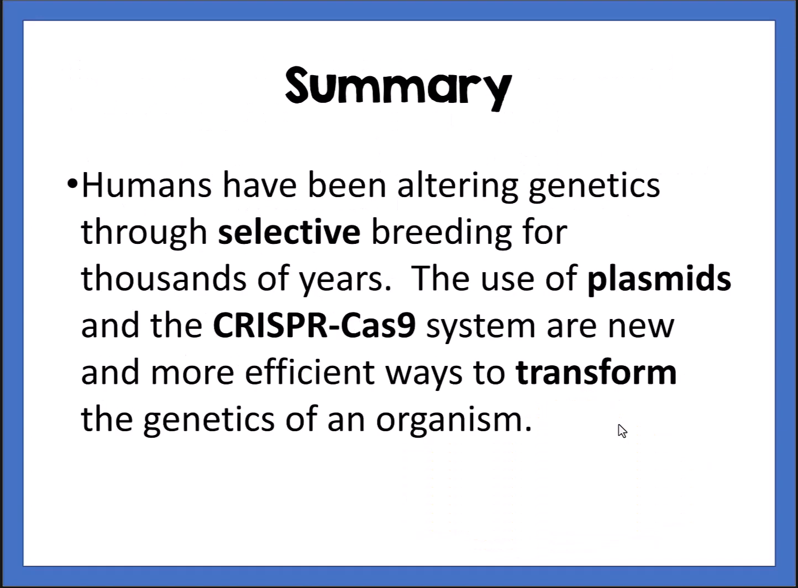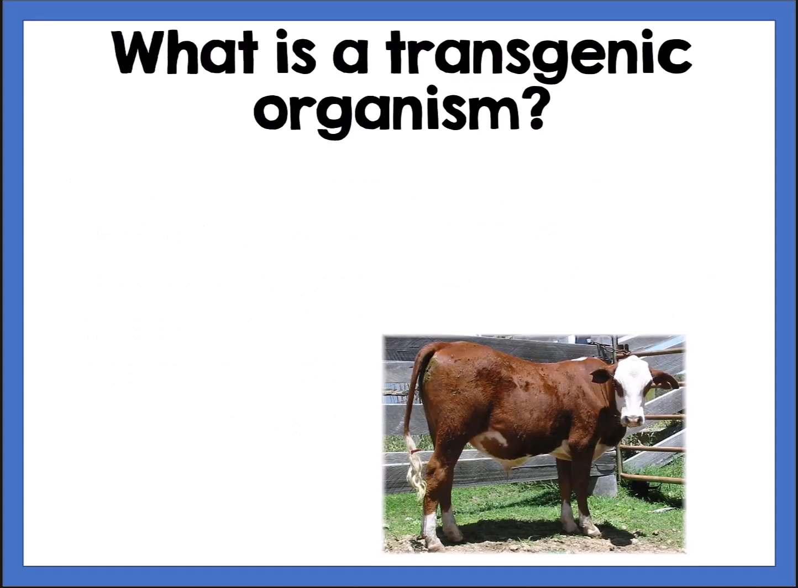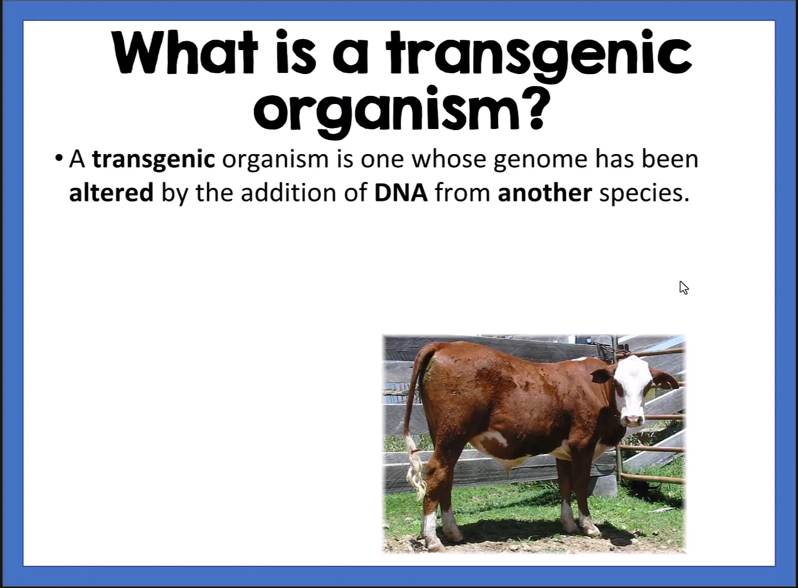So in summary, humans have been altering genetics through selective breeding for thousands of years. The use of plasmids and the CRISPR-Cas9 system are new and more efficient ways to transform the genetics of an organism. When genes are transformed, creating a new organism, we call that a transgenic organism. So a transgenic organism is one whose genome has been altered by the addition of DNA from a different species.